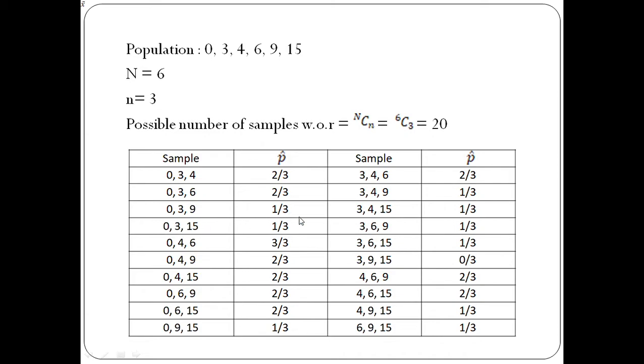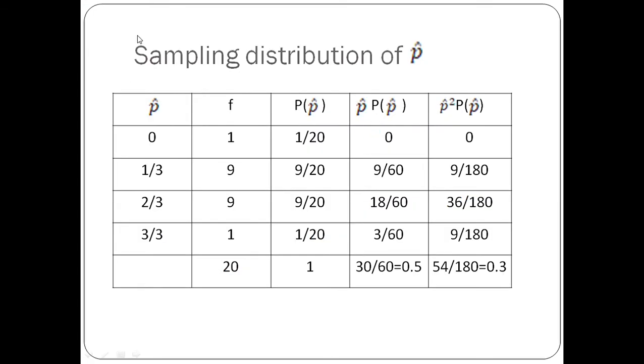Then again here 1 by 3. Here all three are even numbers, so 3 by 3, and so on. We will find the proportions in the same way. After finding the proportions, we will compute the sampling distribution of p cap.